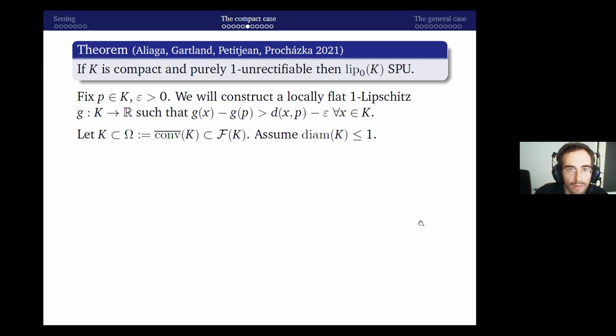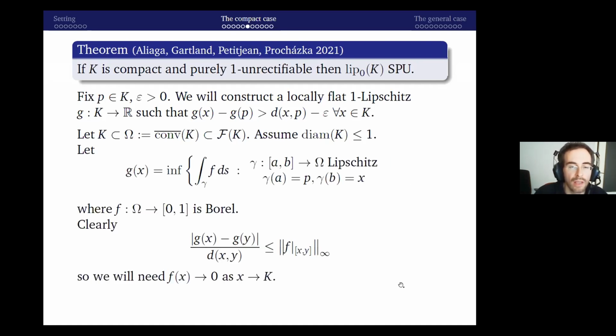We will consider K to be contained in some compact convex subset of some free space. We can, for instance, just take the closed convex hull of K within its free space. And we will also assume that the diameter of K is 1, just because the formulas are much simpler that way. So this will be the form of the function that we will build.